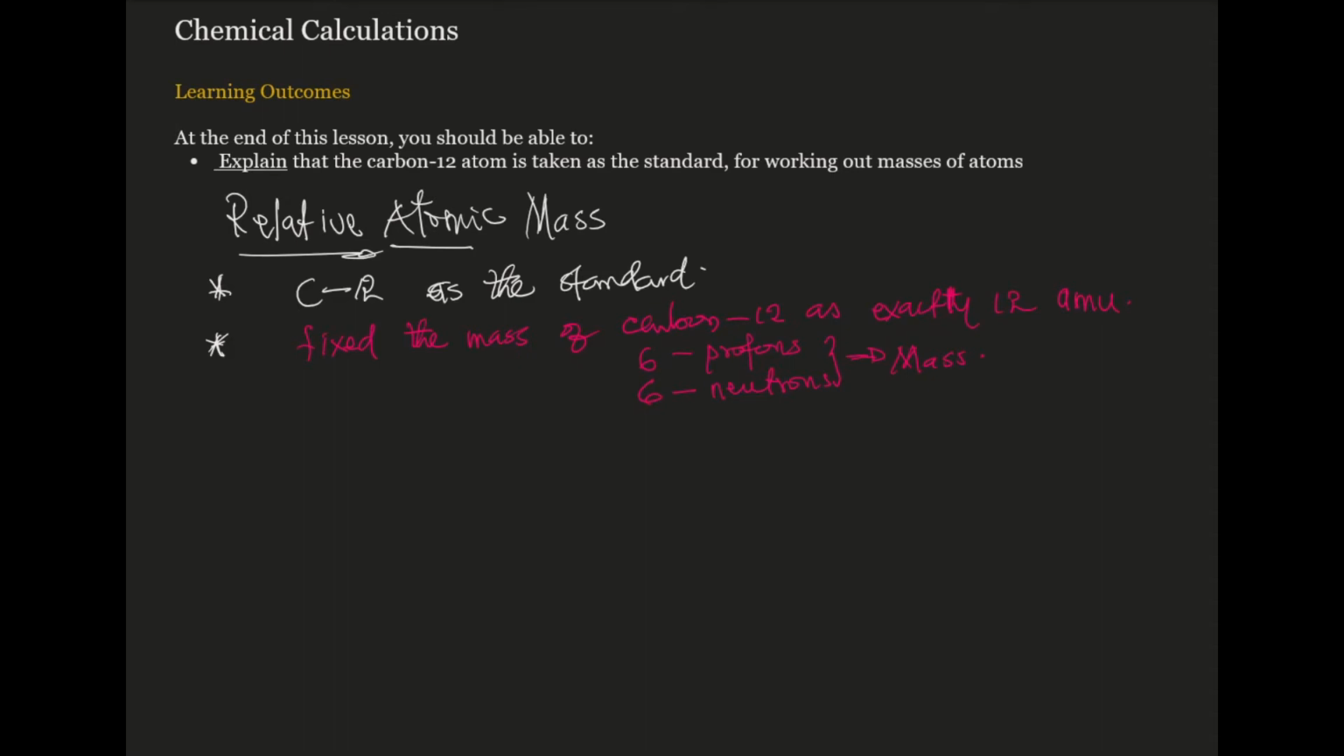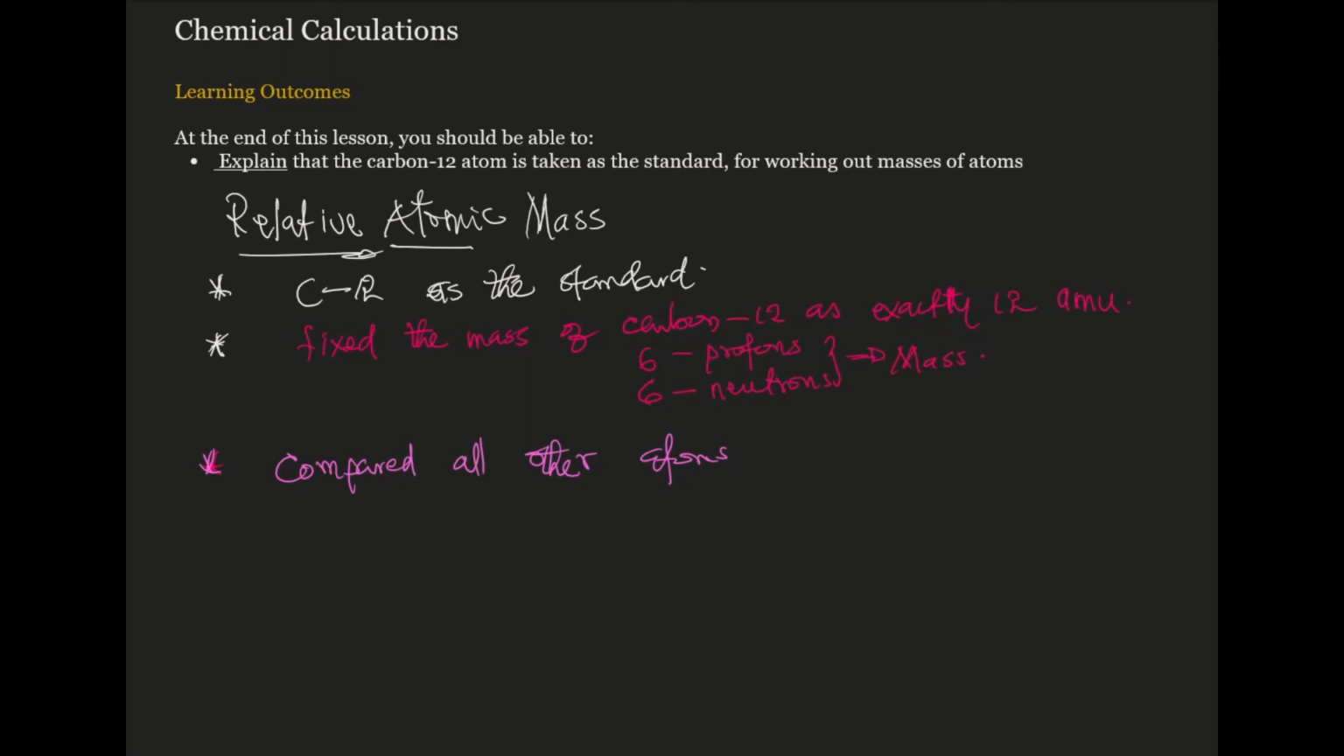The mass of the electrons they ignore, actually, because it has 6 electrons as well, but the electron is very, very negligible in mass. After that, they compared all other atoms to this chosen standard atom. So the first thing was that they took carbon-12 as the standard, they fixed its mass, and then they compared all other atoms to the standard atom.